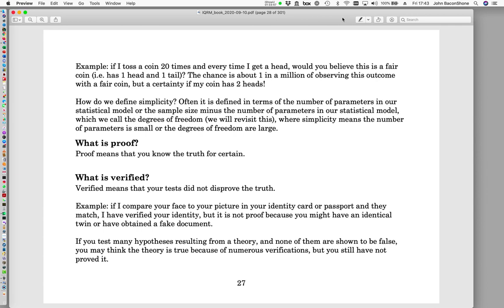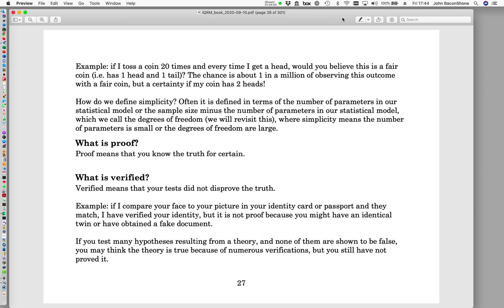Verification. So what is the real difference between verification and proof? So many people think that verification is proof, but it's not. Verification means we did not disprove the truth. Okay, so what does that mean?